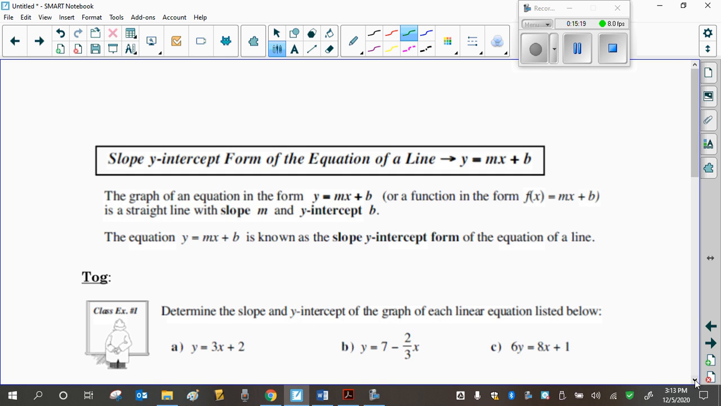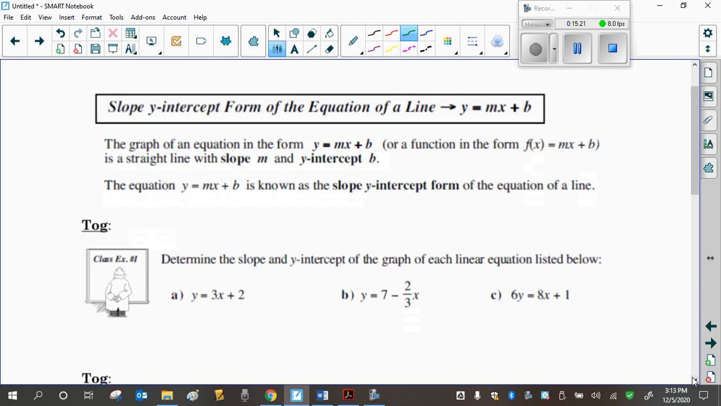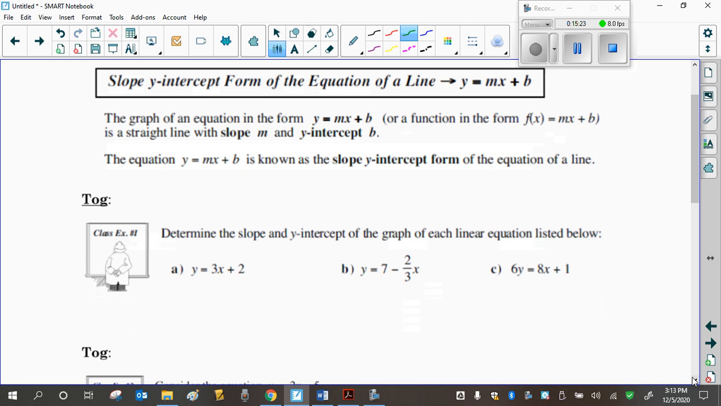They tell you the formula. When you solve for y, first of all, y has to be by itself. M, the number in front of x, is the slope. Whatever number's in front of x is the slope, as long as y is by itself. And the y-intercept is the number at the end, including the sign.